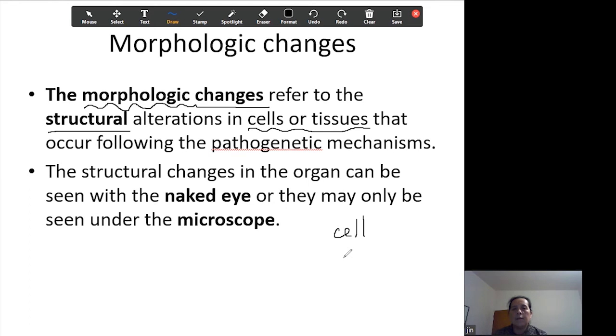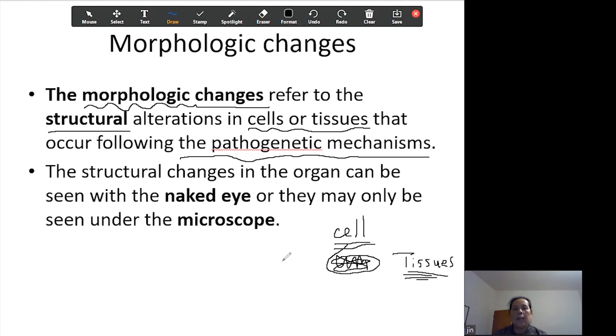and a group of similar cells together, that's what we call a tissue. So the changes start from the cells and the tissues. Certainly when cells change, tissue will change, because tissue is composed of cells. So the changes gradually get more and more severe.